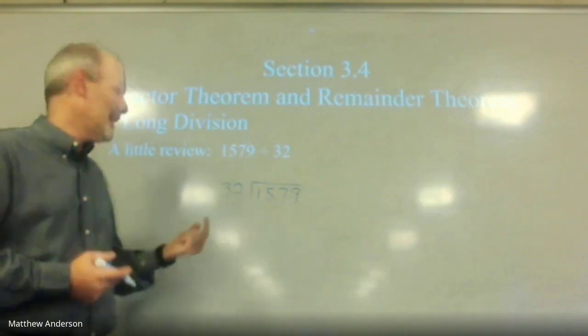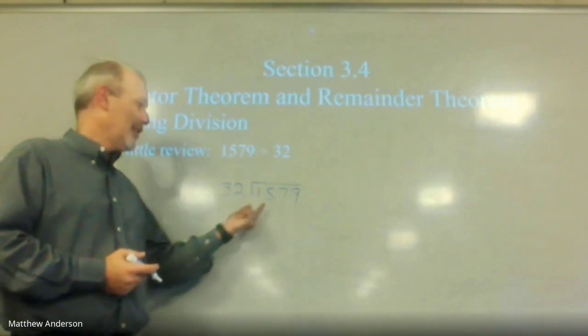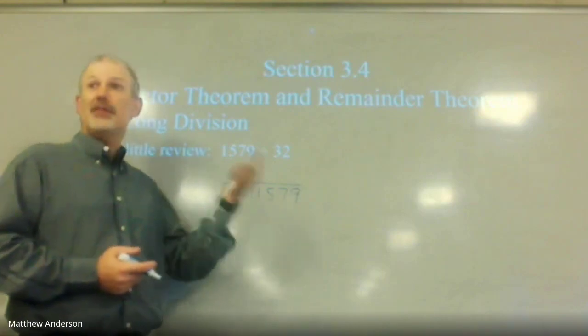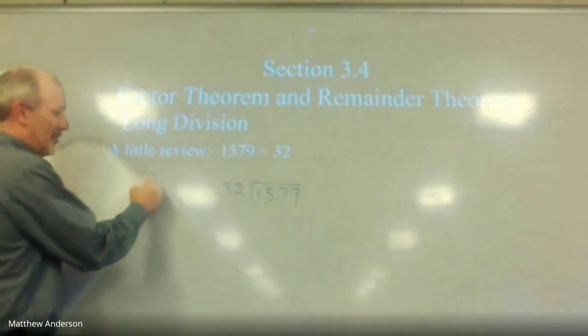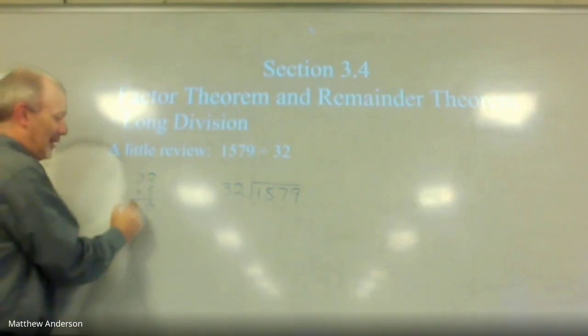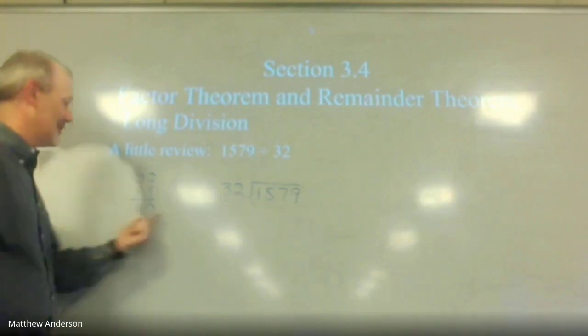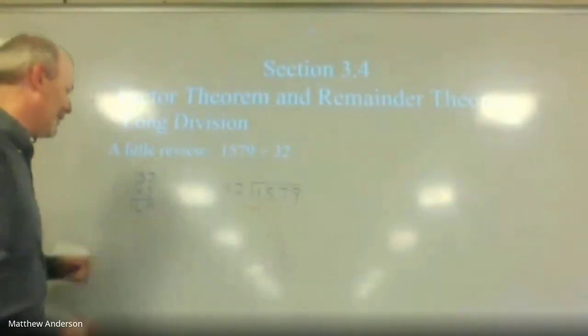So a lot of times we'll estimate, right? We'll think, well, this is about 30, right? And 30 would go into 150 5 times. So let's check that out. We take 32 times 5, and we have 10 carry the 1, and we get 160. So it's just a little too big, right? So we can't use a 5. We're going to have to use a 4.